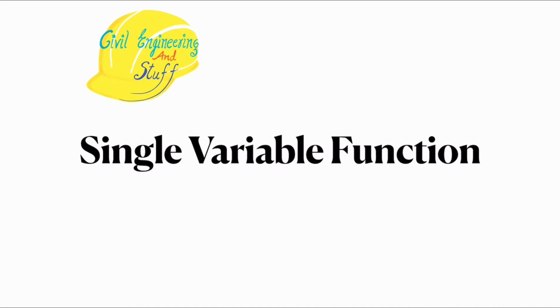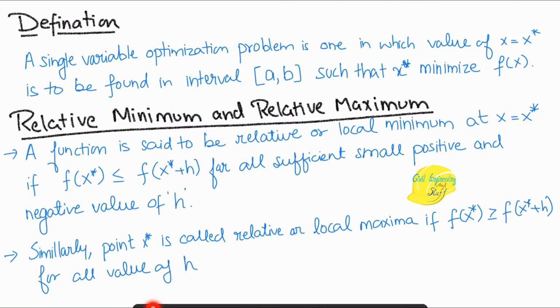Hello everyone. In today's lecture we are going to discuss the single variable function. A single variable optimization problem can be defined as one in which the value x equal to x star is to be found in the interval a comma b such that x star minimizes f(x). Simply put, in a single variable optimization problem, we have one variable, and we define the maximum or minimum point of the function f(x) based upon the input variable.